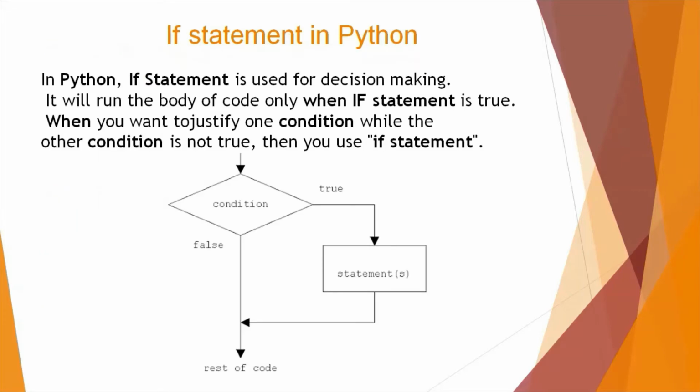So what is if statement in Python? In Python, if statement is used for decision making, okay? It will run the body of code only when if statement is true. When you want to justify one condition while the other condition is not true, then you see if statement. Like in this block diagram, we first of all have the if block here, and I will check for this condition. If it is true, only then the statement inside that if will run. Other than if the statement is false, if this condition is false, then the rest of the code will run and this statement will not run.